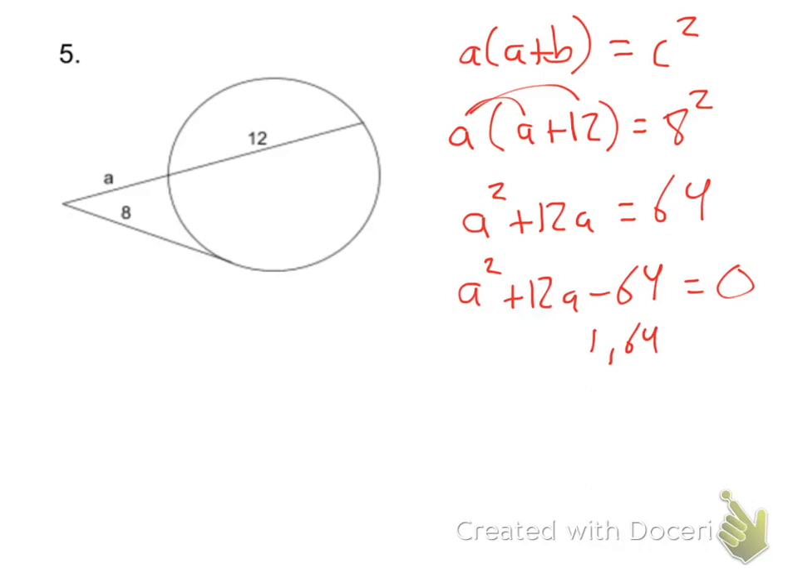64, will that work? 2 and 32? No. 3? 3 doesn't go in at all. 4? 4 and 16? Oh, I think that could work. How did that add up to 12? But remember, 64 is negative.